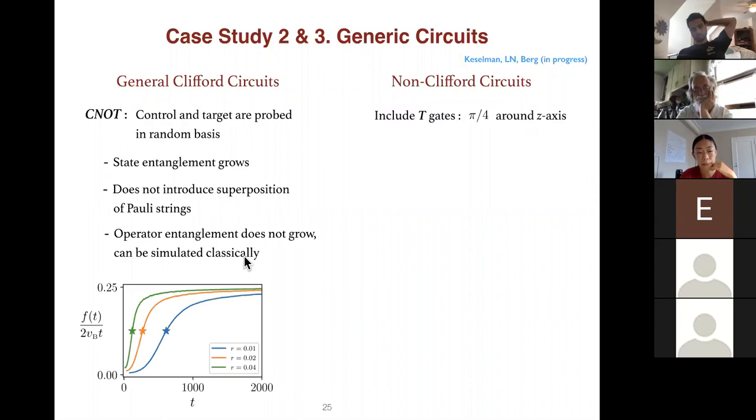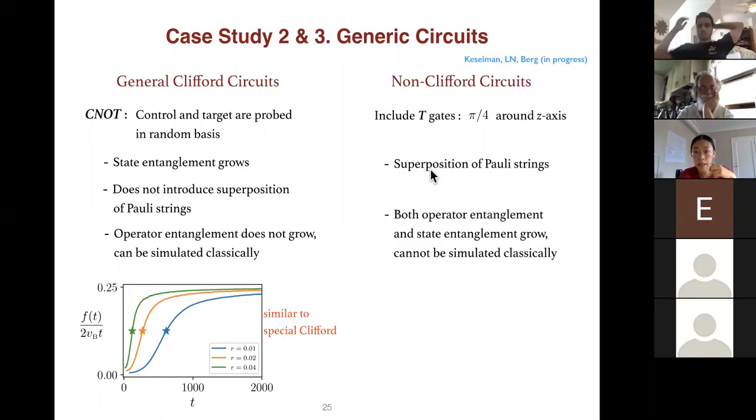And what we have is this result that looks very similar to the special Clifford case. So again, plotting the averaged local OTOC, this is the OTOC density, if you want, as a function of time. So you can still define a parametrically long T star before which you have the exponential regime.